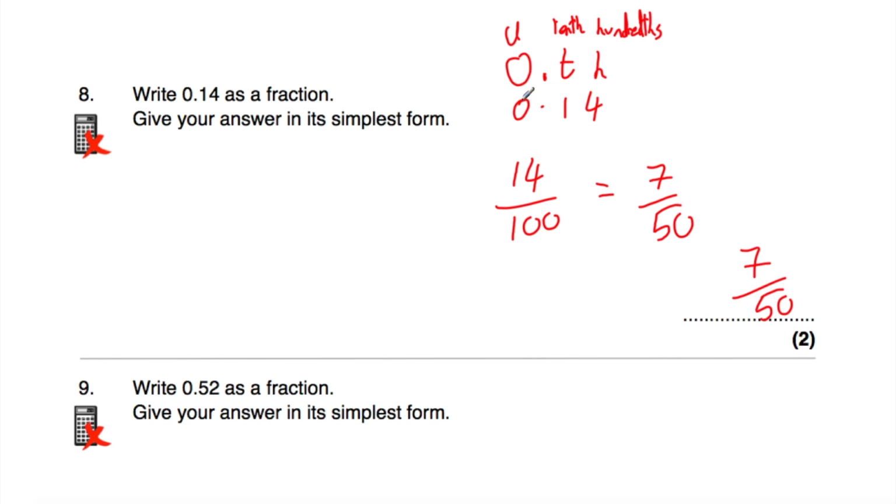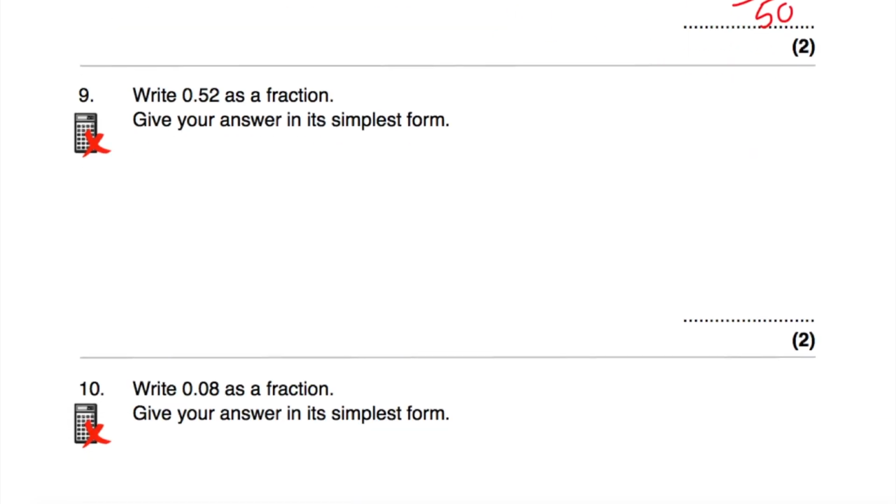And just to recap, here we had 0.14, that's 14 hundredths, so that's why I wrote 14 over 100. Alternatively, you could look at this number and say, well, it's got 2 decimal places, so 2 numbers after the decimal place, so we do a 1 with 2 zeros after it on the denominator, so over 100, and then we just write 14 over 100, and then cancel it down.